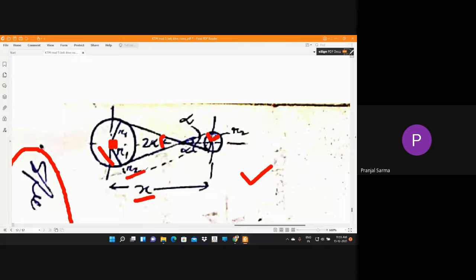So if we draw a parallel line here, then this angle is alpha, this angle is alpha. So this whole thing is the central distance x, this angle is alpha, and this total becomes r1 plus r2, and this is a right angle triangle, right? So now we'll be able to apply the trigonometric relationship. This is the alpha angle, this is r1, this much is r2, that means the total is r1 plus r2 when this is parallel. So this hypotenuse becomes x.